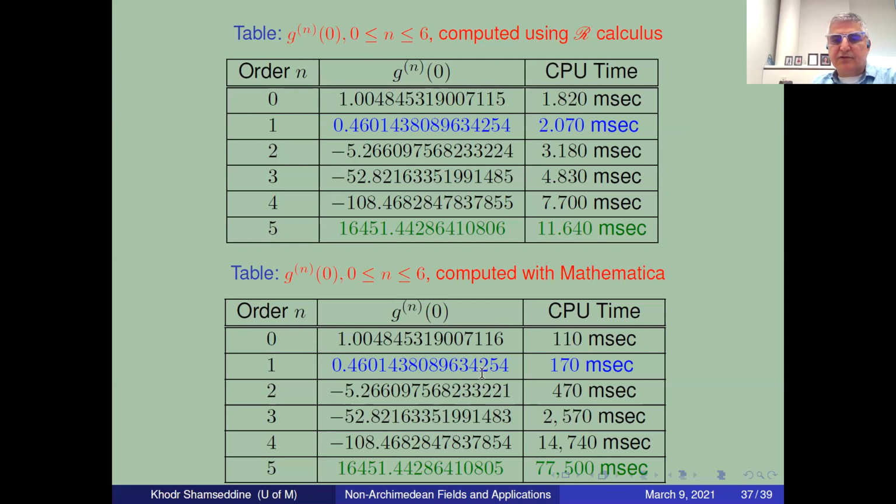but Mathematica, of course, took much longer. For the first derivative, almost 100 times longer. For the fifth derivative, 7,000 times longer. And this is understandable because Mathematica has to first compute the derivatives analytically and then substitute the value 0 to get the numerical values for the derivatives.